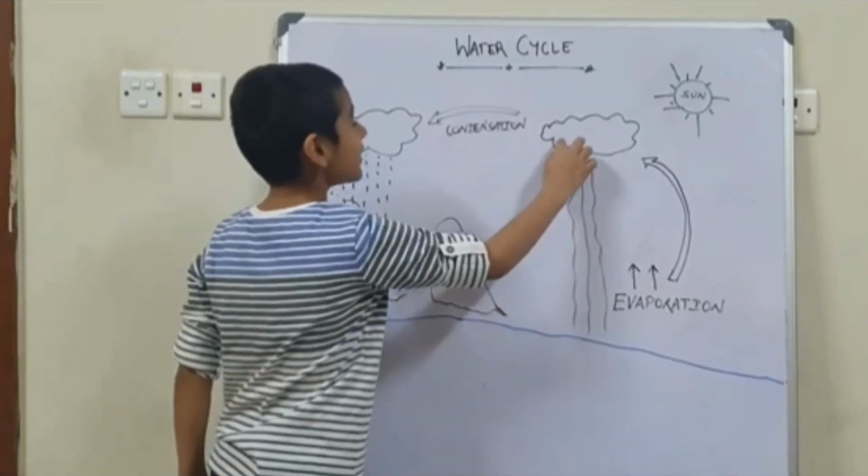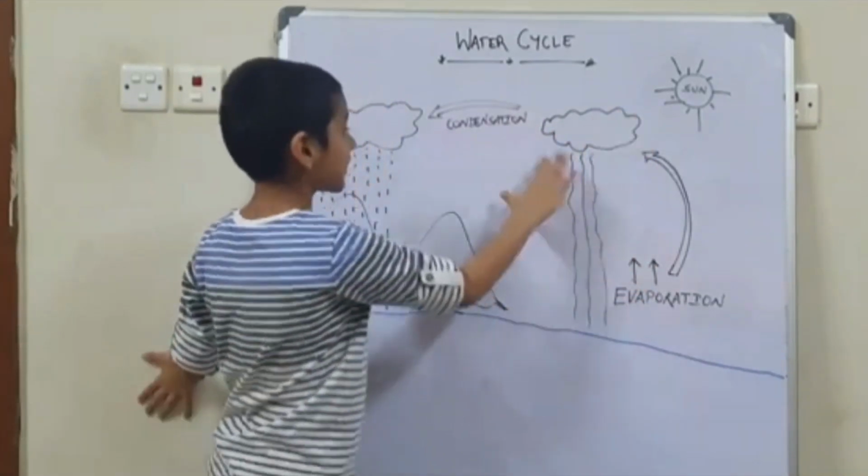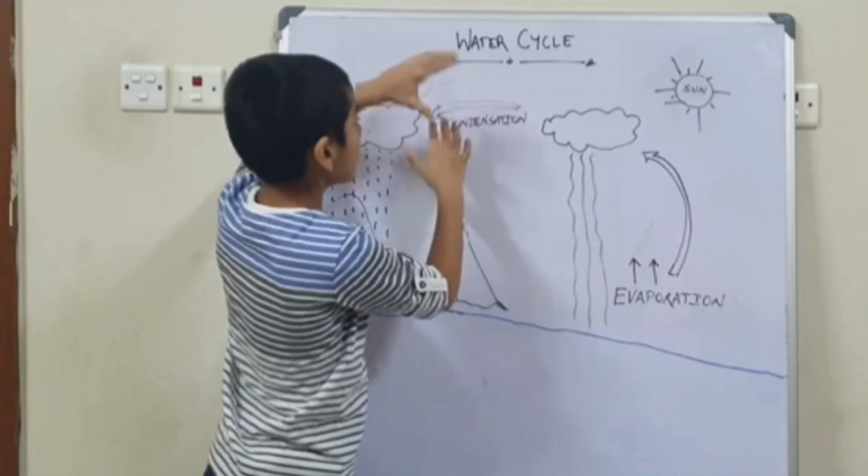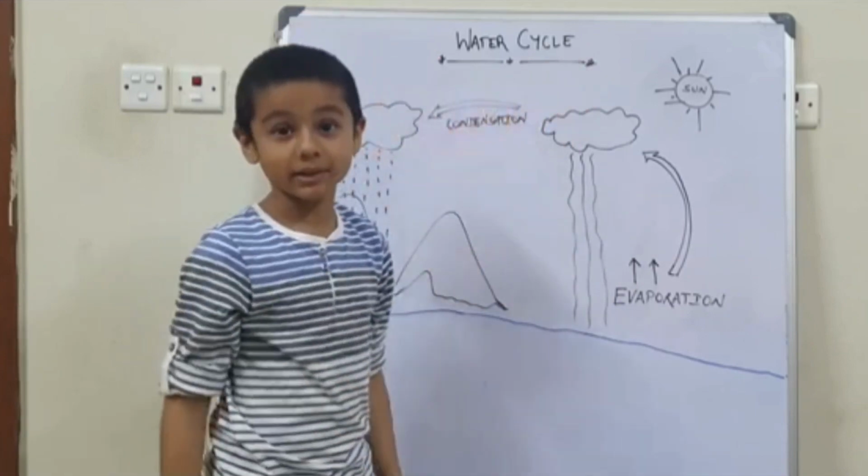Sometimes the clouds store very little water. When two clouds are like that, they bang into each other and form a big cloud. This is how heavy rain happens.